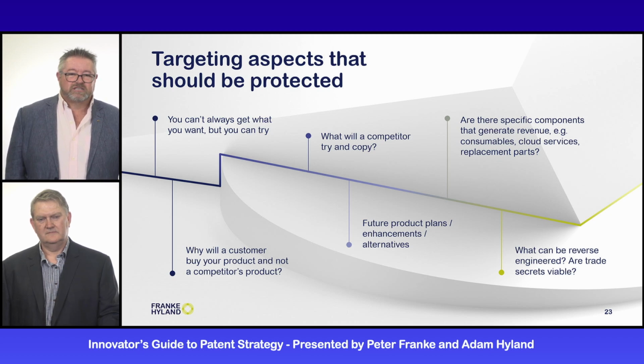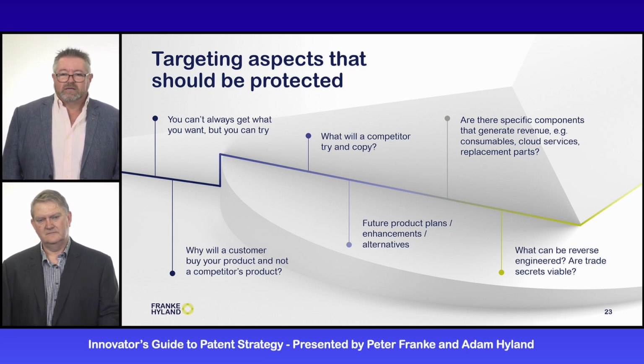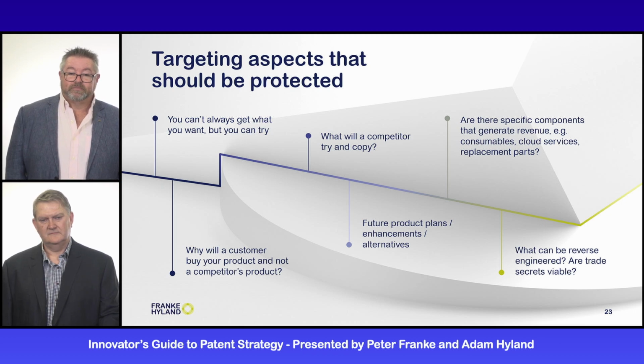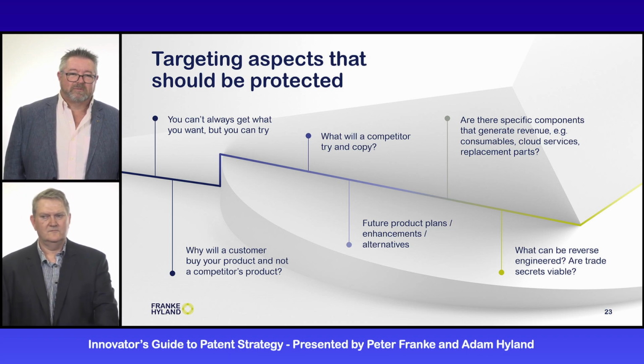As I mentioned, are there specific components that generate revenue, such as consumables or a cloud service or replacement parts, that will influence how we try and set up the patent strategy? And also, what can be reverse engineered? Is your product, once it's out in the marketplace, completely open to a competitor to pull apart and make their own version? In that case, we need probably stronger protection. Or are there aspects that can be kept secret? Trade secret protection is one way to go. It's difficult and time-consuming to achieve. It may sometimes be the only way you can protect certain parts of your technology. So these are the things we need to think about.